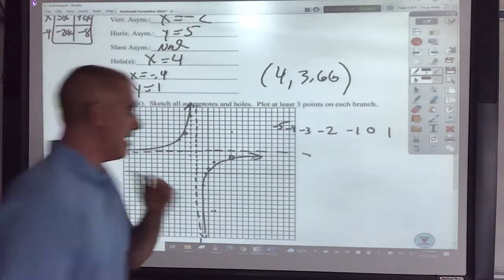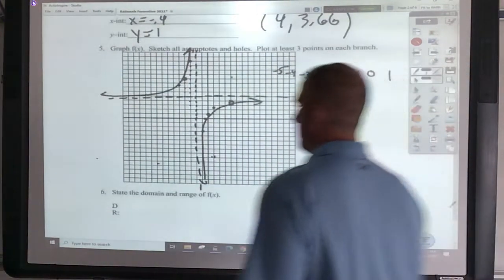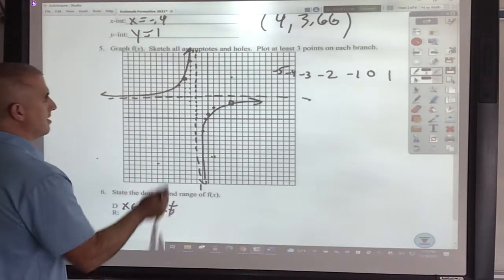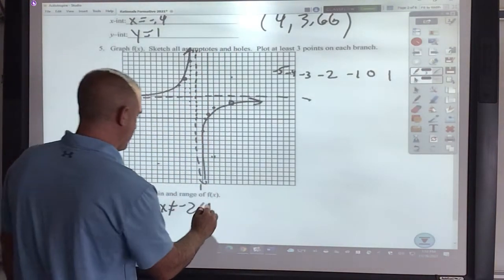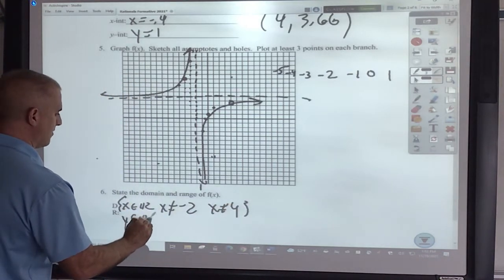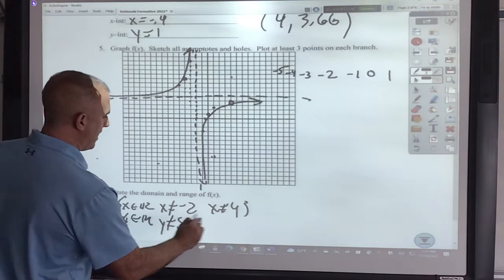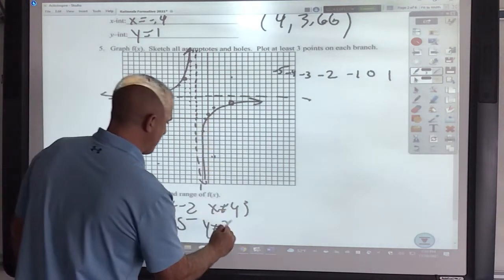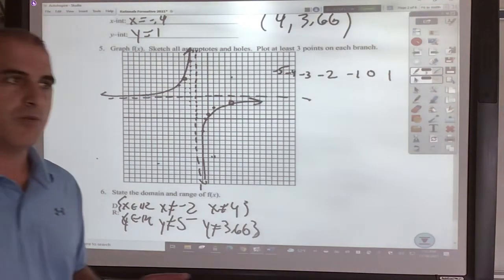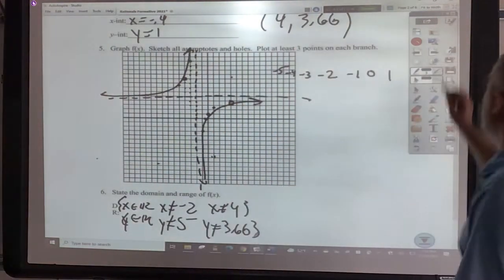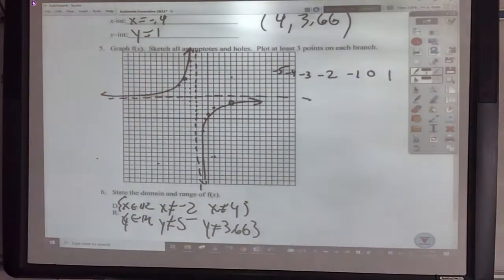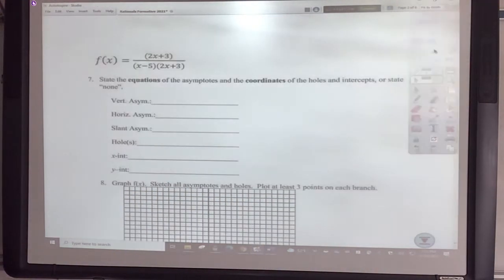Okay? All right, now, I got domain is x is an element of all real numbers, except x can't be my -2, and it also can't be my hole, okay? My range, y is an element of all real numbers. Y can't be 5, y can't also be 3.66. Now, it's only important that you care about that with the hole, with the range, because it's unaccounted for, okay? Moving on to the next problem.